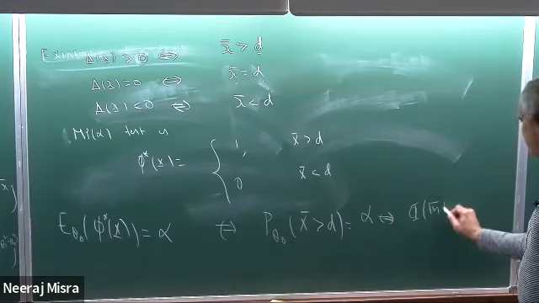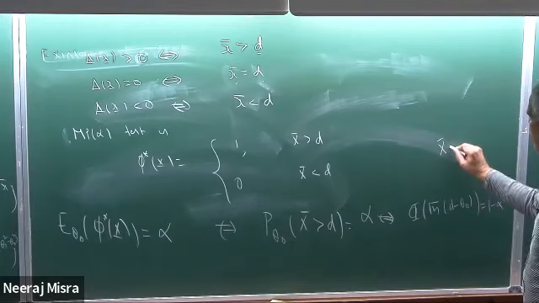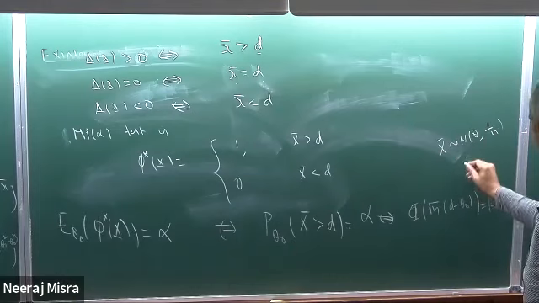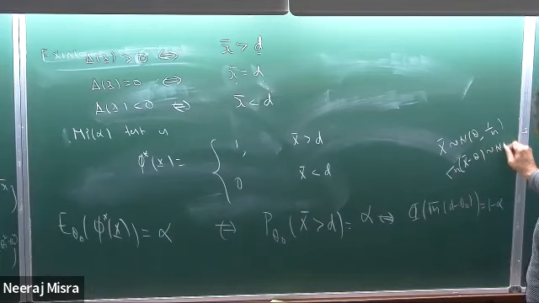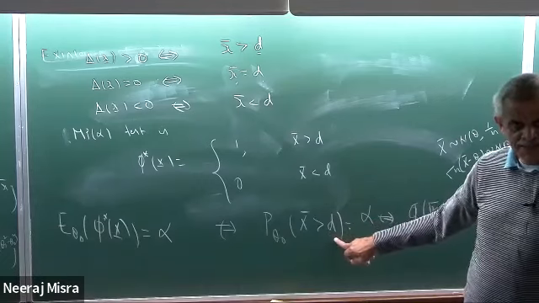root n times d minus theta naught equals 1 minus alpha, right? Because x bar has normal theta, 1 by n. So root n times x bar minus theta has normal 0, 1. So I converted this probability into a normal 0, 1 probability, and I got this. Is that okay? Because this is the same as the probability that x bar less than or equal to d is 1 minus alpha.